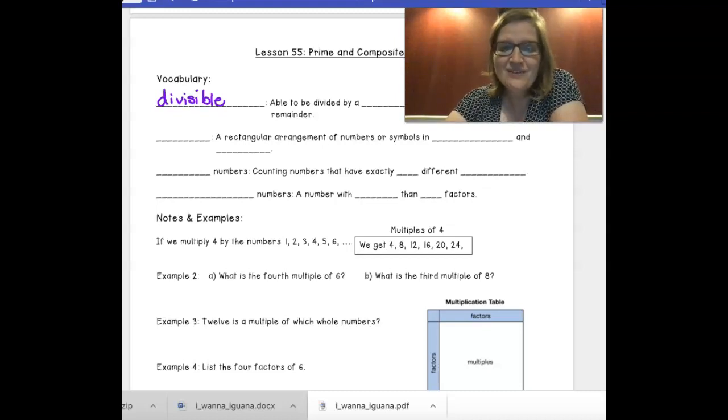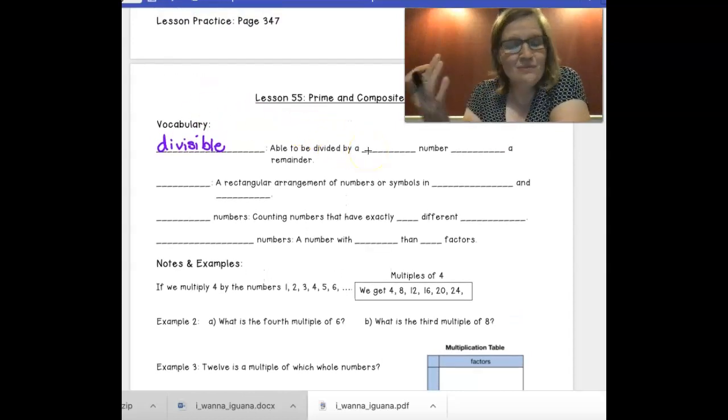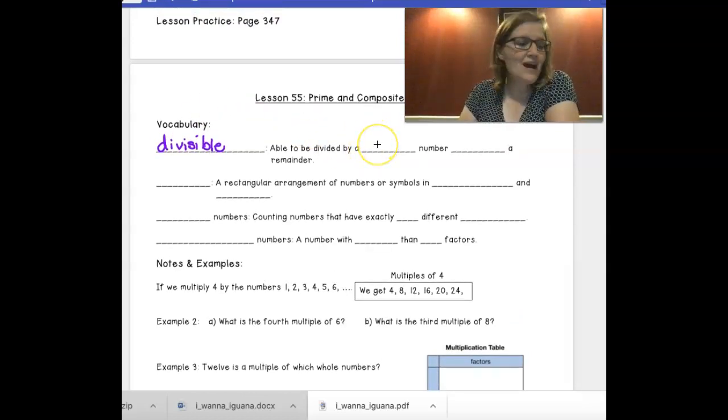Our first thing we have to talk about is some vocabulary. First off, the word that I'm starting with is the word divisible. You have heard indivisible. We say it in the Pledge of Allegiance: one nation under God, indivisible, with liberty and justice for all. Indivisible means not dividable. But divisible means that we are able to be divided by a whole number without a remainder.